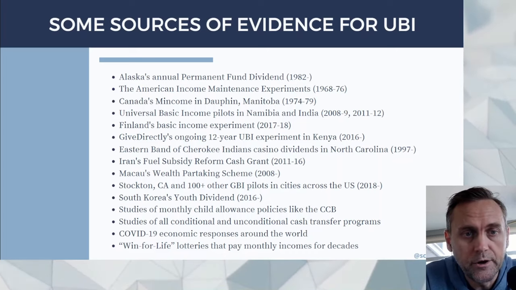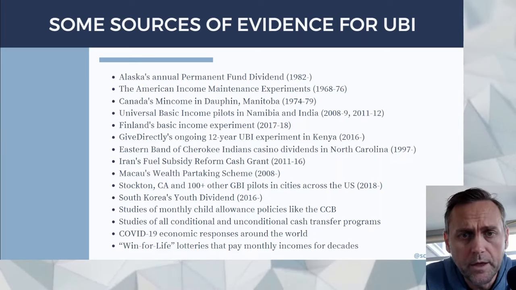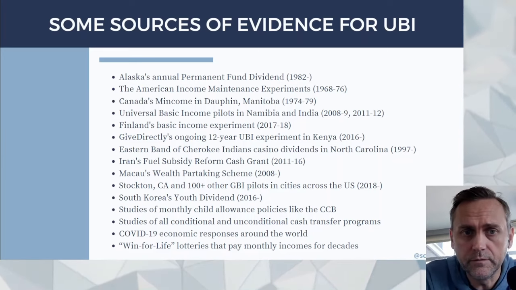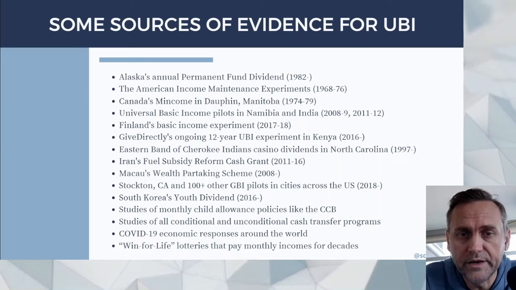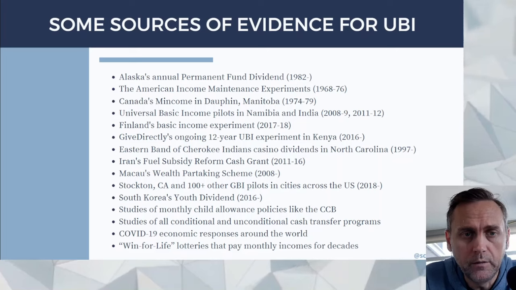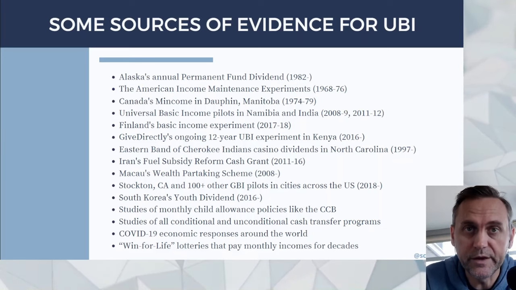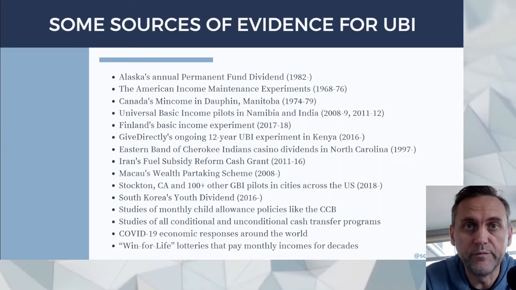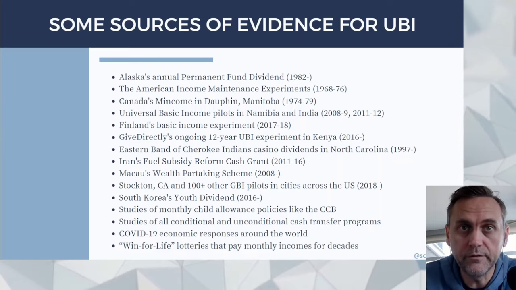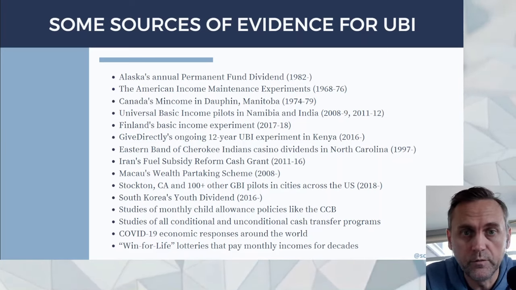Then Iran started up the fuel subsidy reform cash grant in 2011. And it went to at least 2016. It's kind of confusing what happened here, but it was never meant to be a UBI. What they wanted to do is convert their oil subsidies into a cash grant. So instead of making oil cheaper, oil would be more expensive, but instead people would get money to afford to purchase that oil and also purchase the food and stuff, which would otherwise be cheaper with oil subsidies.